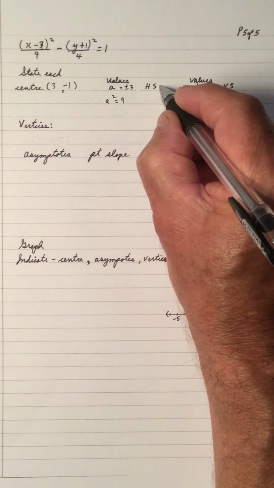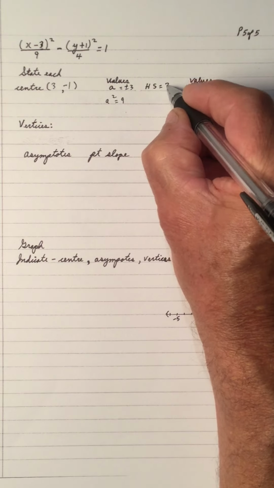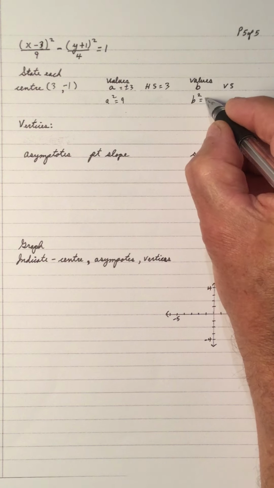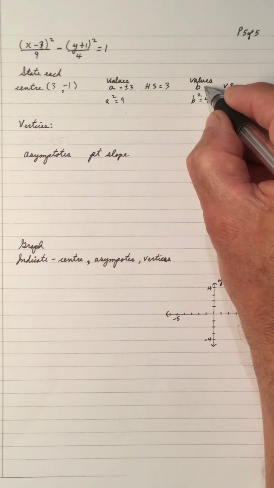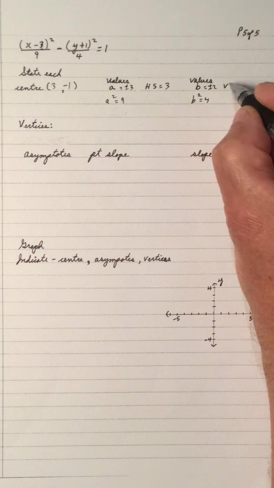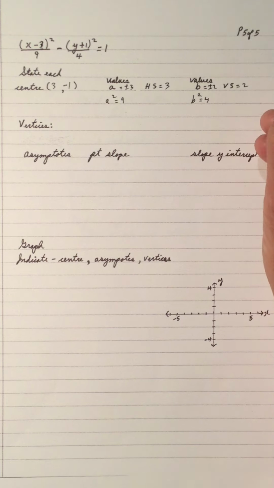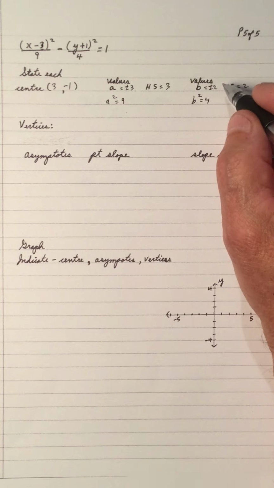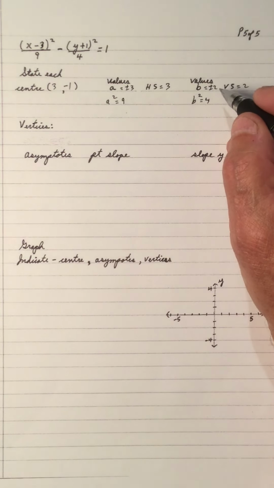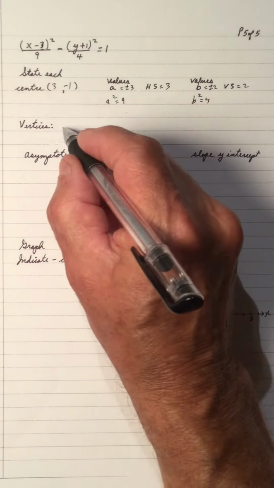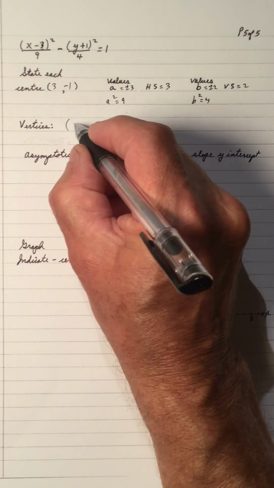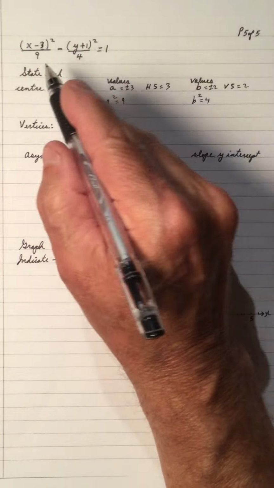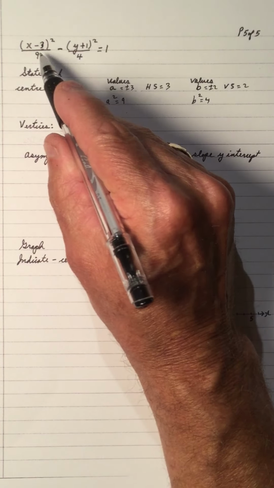So the horizontal stretch is 3. The b values: b squared equals 4, so b is plus or minus 2. So the vertical stretch is 2. The horizontal stretch and the vertical stretch are positive, but the values are plus or minus with the a and the b.